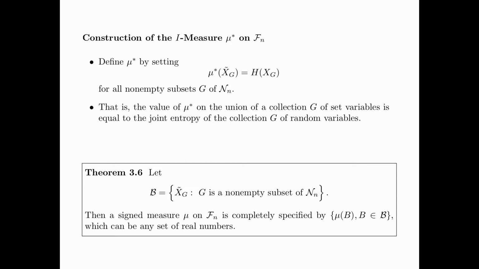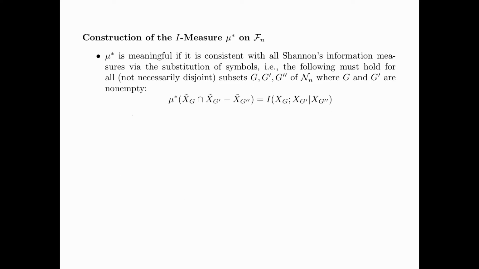That is, the value of μ* on the union of a collection G of set variables is equal to the joint entropy of the collection G of random variables. Now μ* is meaningful only if it is consistent with all Shannon's information measures via the substitution of symbols. That is, the following must hold for all not necessarily disjoint subsets G, G', and G'' of the index set N, where G and G' are non-empty.